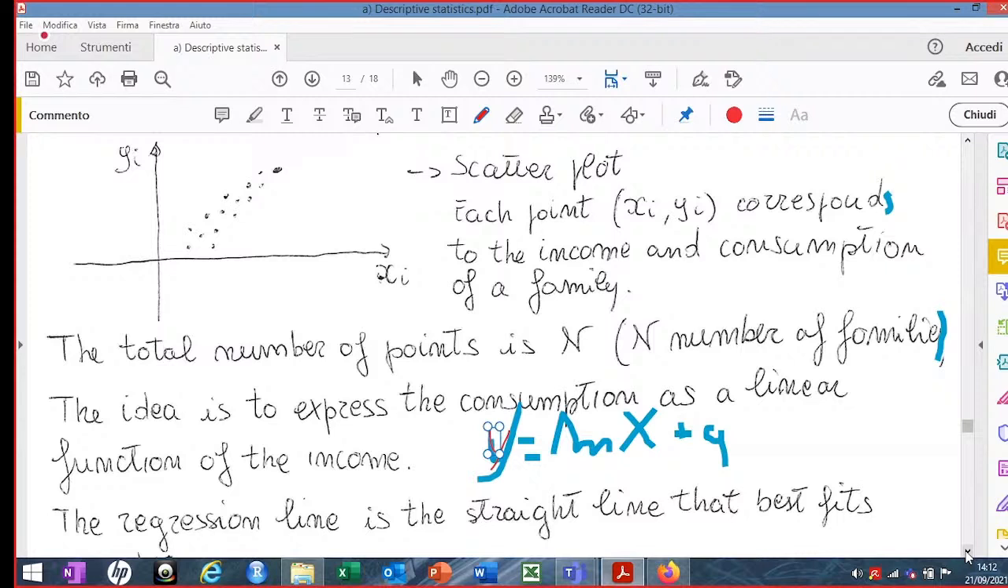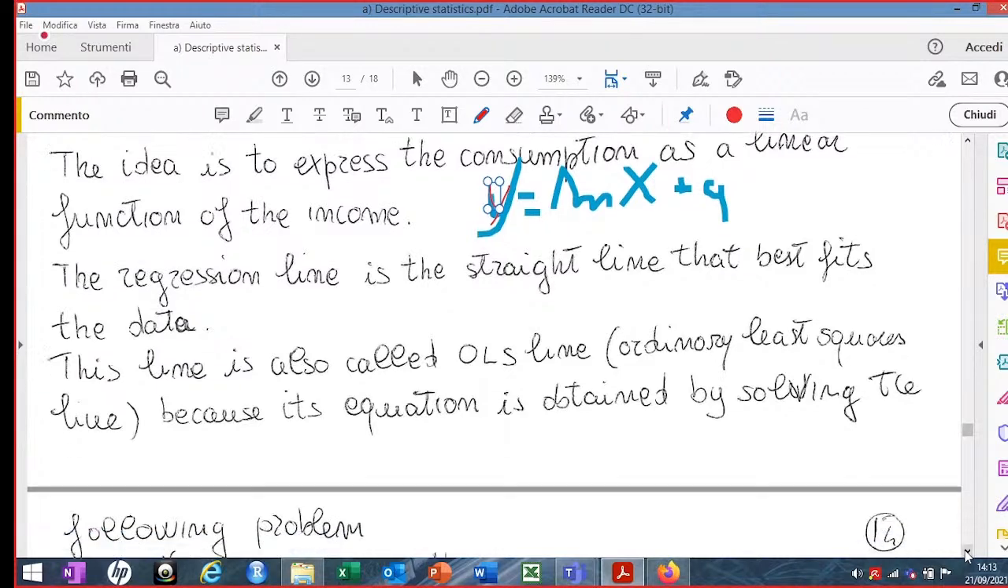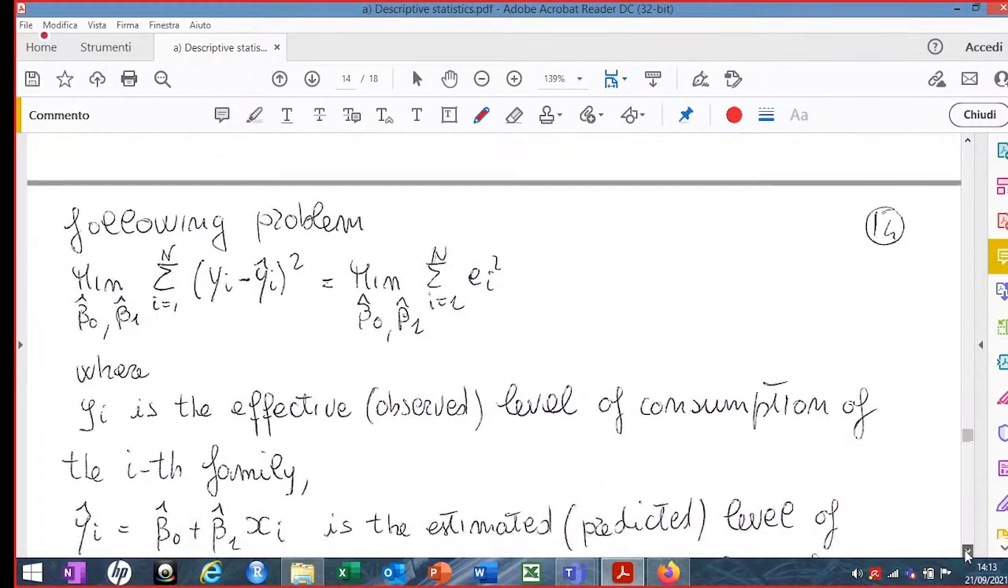We will discuss the linear regression model in more detail in the future, as I told you at the beginning of this lecture, in the afternoon. For the moment, I simply explain it in general and give you some results. The regression line is the straight line that best fits the data. This line is also called OLS. O stands for ordinary, L stands for least, S stands for squares, because the equation of the straight line is obtained by solving the so-called OLS problem. I will explain it in a moment.